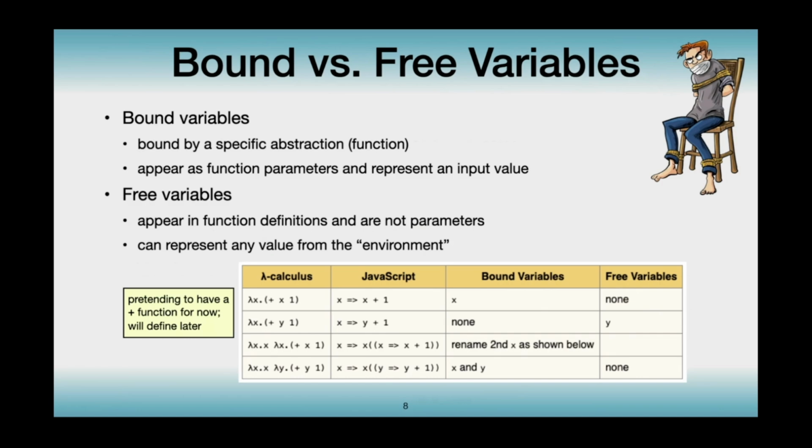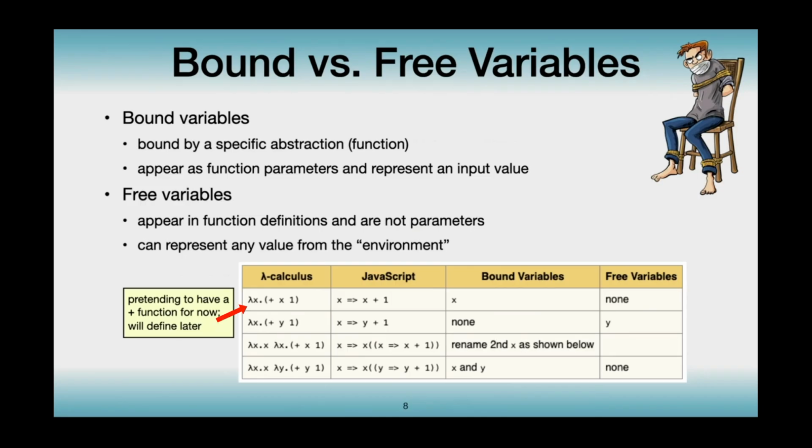I mentioned that there are two kinds of variables, bound and free. So a bound variable is one that is a parameter to a function. It represents an input to a function. Free variables are not parameters to a function. They come from the quote-unquote environment, and so they're kind of like globally known things. And so I think it's useful to look at a few examples in this table at the bottom.